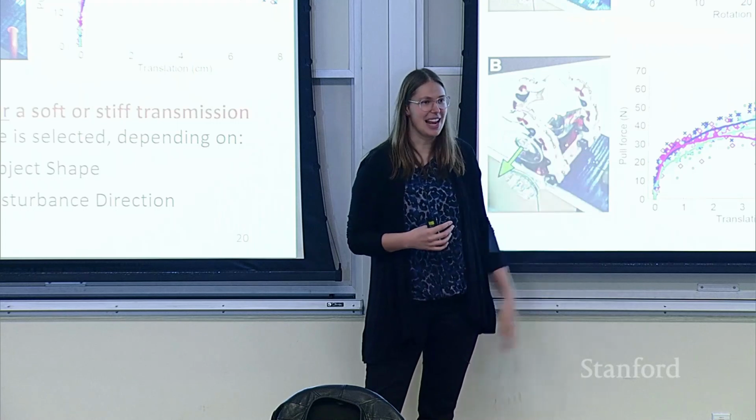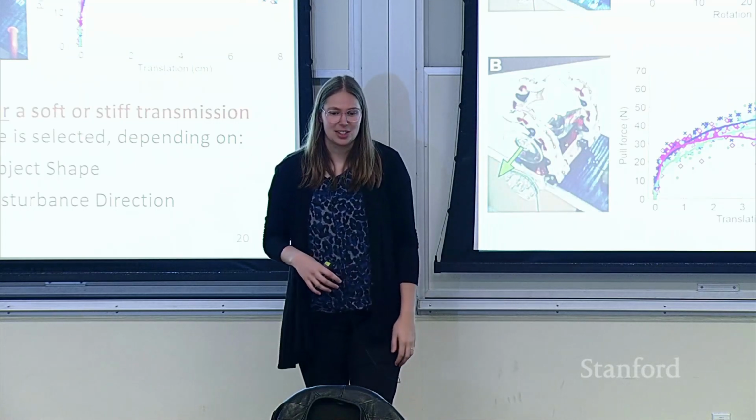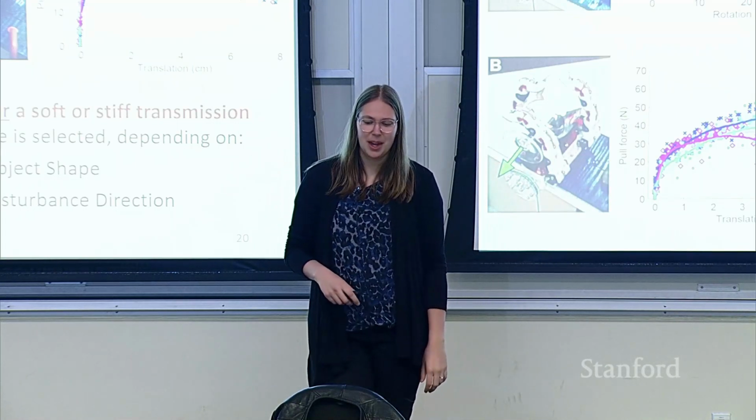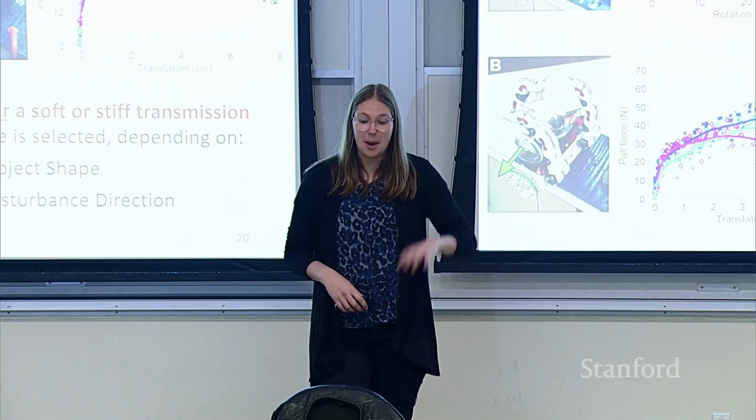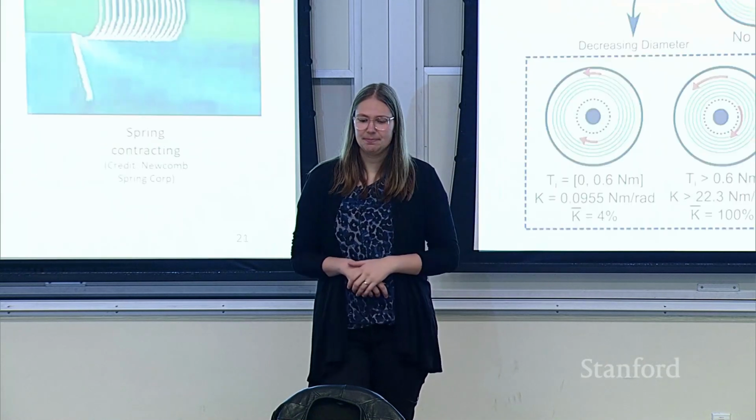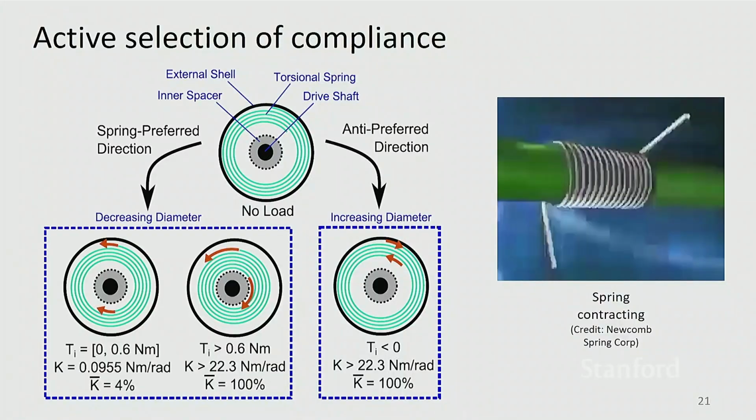So I do think this is an area for potential future research to see if this is true over a larger set of objects. But given this assumption, we decided to come up with a mechanism that did both the softest and the stiffest. So we use these torsional springs. As a torsional spring flexes, it changes its diameter. So what you can do is put hard stops or constraints around that spring to define under what loads it's going to be soft and what loads it's going to be stiff.